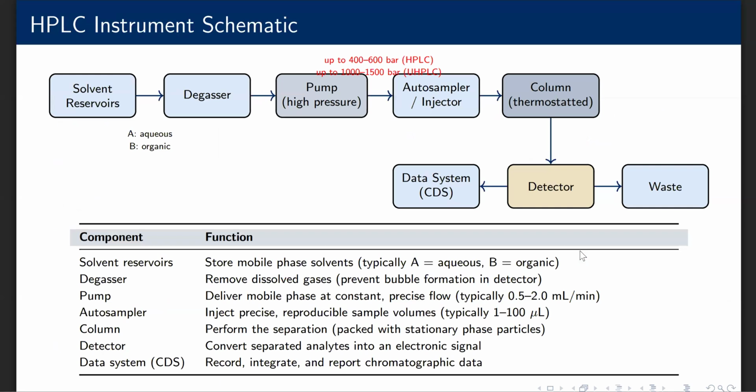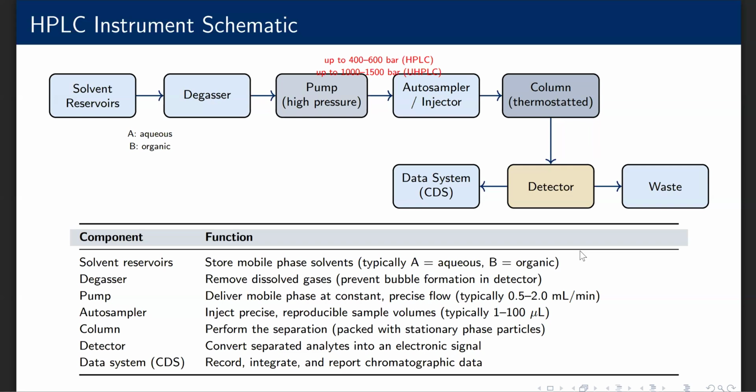Okay. HPLC instrument schematic. So let us look at the flow diagram and component table. The mobile phase starts in solvent reservoirs, typically 2 bottles, one aqueous labeled A and one organic labeled B. The degasser removes dissolved air that would form bubbles in the detector and cause baseline noise. The pump pushes mobile phase through the system at a constant flow under high pressure, somewhere between 400 and 600 bar for conventional HPLC, up to 1500 bar for UHPLC.